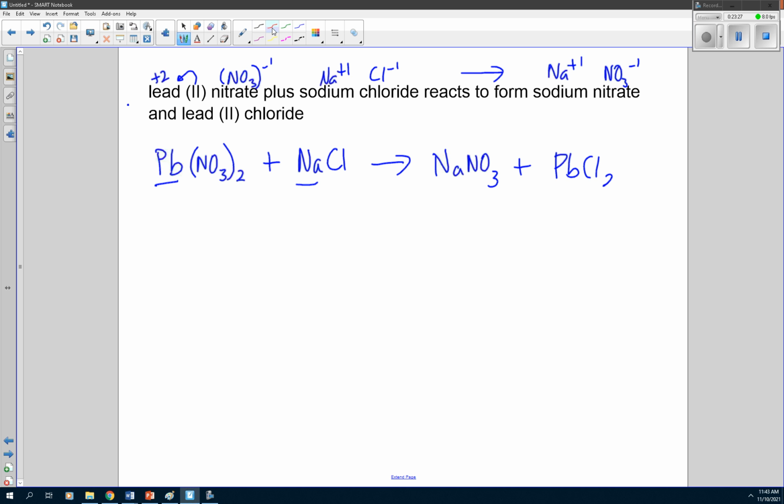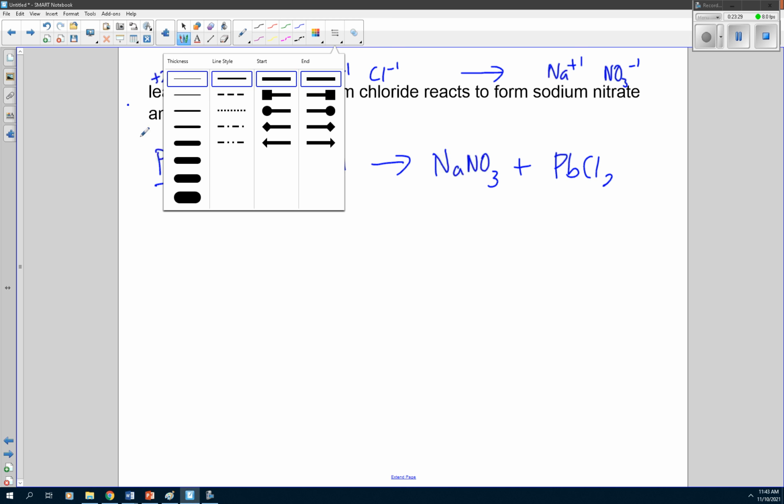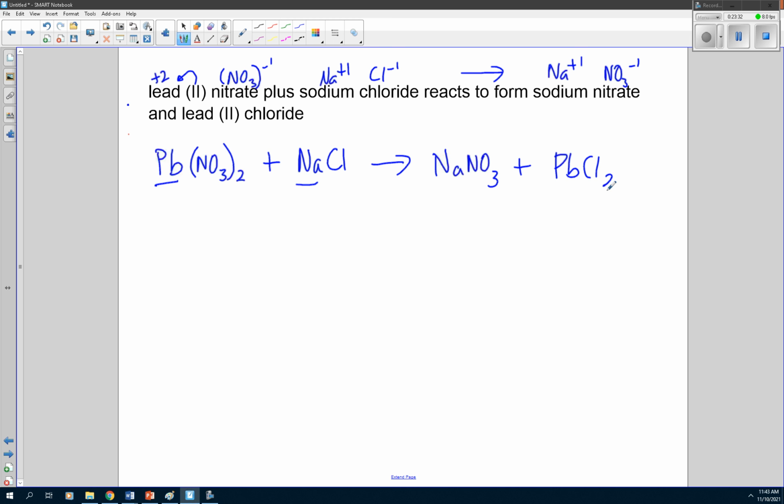To balance this appropriately, I'm going to choose red right now. I have 2 chlorines here, so I need to start with 2 chlorines. Another way of balancing the equation is to balance it on the fly. Most people get to this point after they've balanced 5 to 10 problems. They kind of get the process.